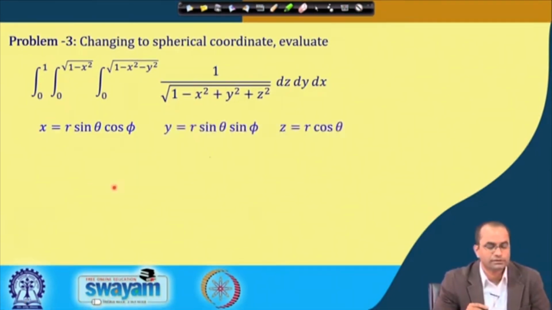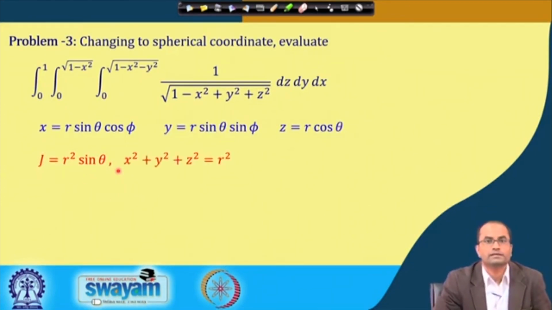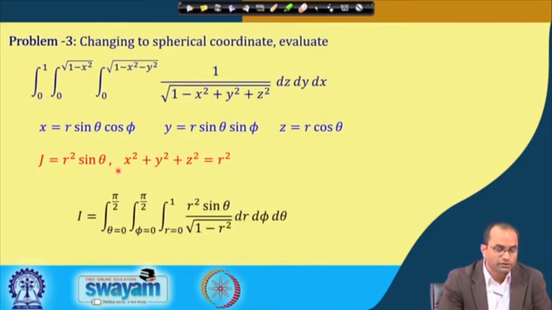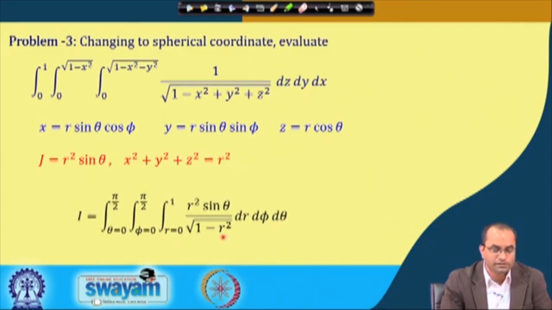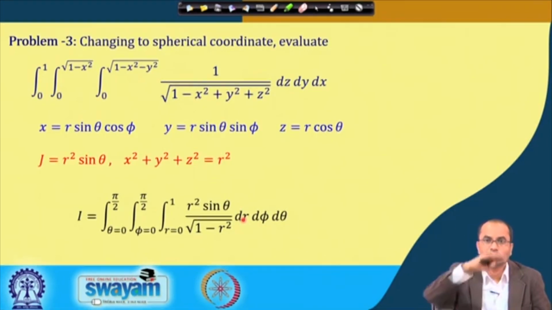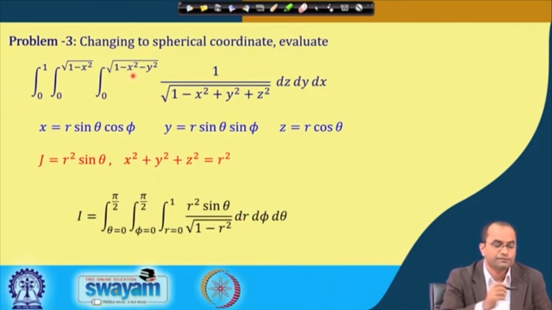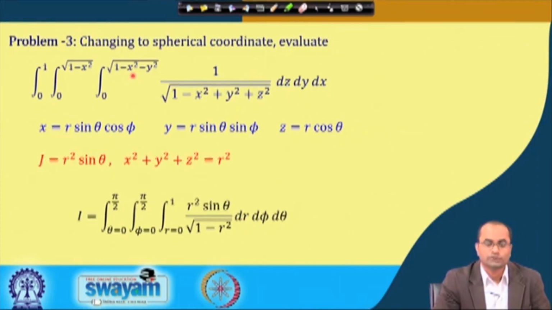So, x is equal to r sin phi cos theta, y is equal to r sin phi sin theta, and z is equal to r cos phi. The Jacobian will be r square sin phi, and again this relation. So, now this integral will be converted to this integral. We have the Jacobian term, we have 1 over square root of 1 minus r square, and then dr d phi d theta. For r, the limits are always from 0 to that sphere. The distance from the origin to that sphere is constant, that is the radius of the sphere, because the sphere has center 0 and radius 1. So, that radius is 1.